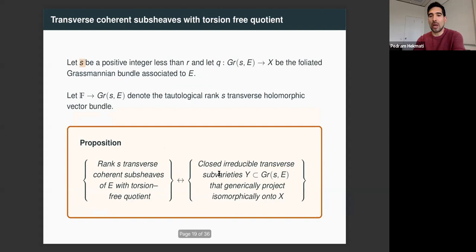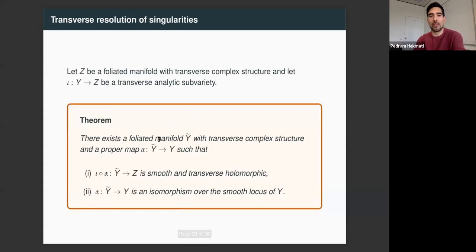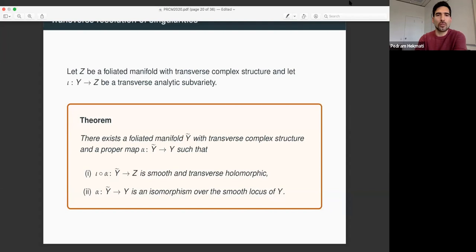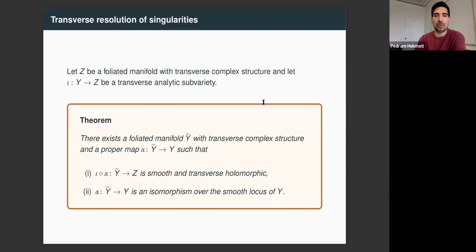And now this Y is of course singular in general, but you can prove this foliated version of Hironaka's resolution of singularities. Again, the details of the proof I'll omit, but the basic idea behind this theorem is to do desingularization: pick a local foliated chart, do desingularization locally, and then argue that you can glue these local desingularizations globally to get a foliated manifold Y tilde.